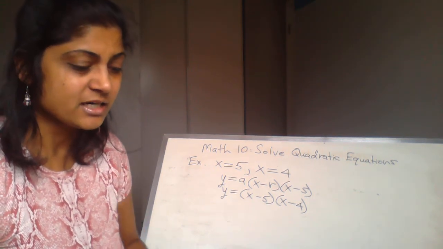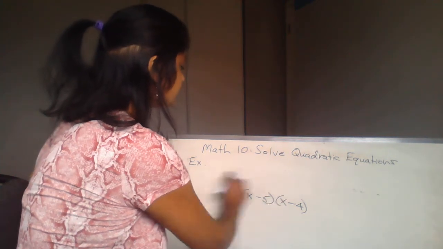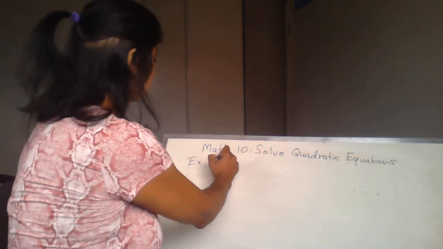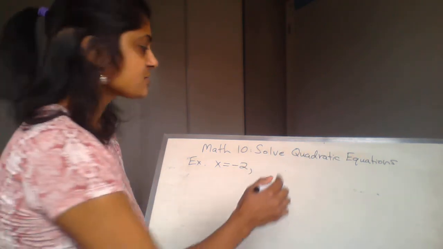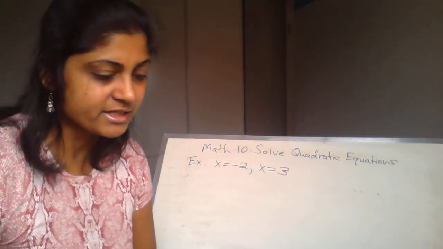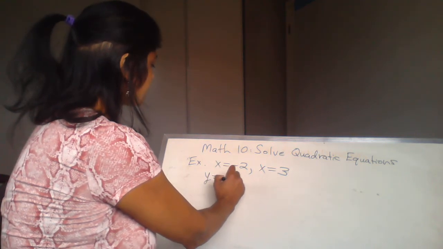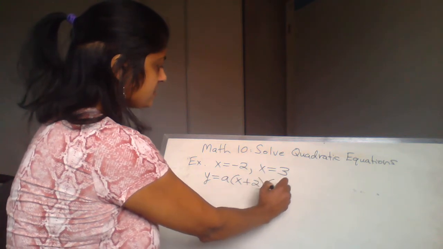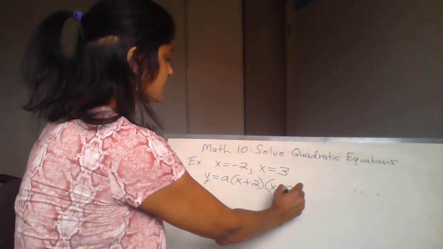Okay, so let's try B as well. Here the roots of the equation are given, so let me just take this off. Okay, so this time the roots of the equation are going to be negative 2, so I'm going to put x equals negative 2 and x equals 3. Okay, and again we're just writing the equation in the factored form. So let's do y equals a, and then we're going to put x plus 2 because it's negative 2 here. And because x equals 3, we're going to change the sign again. It's going to be x minus 3.